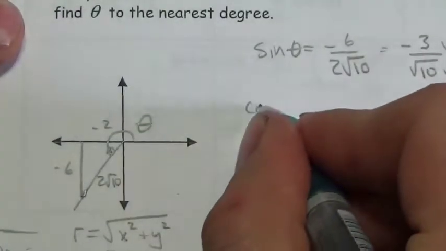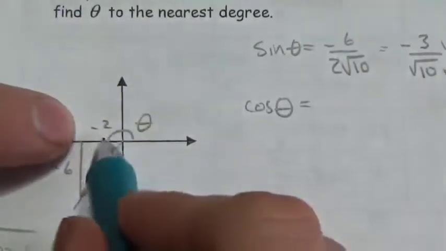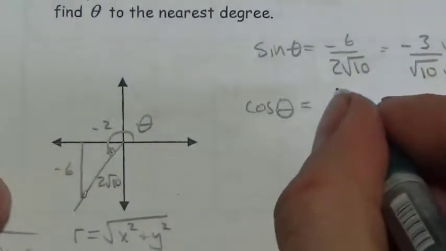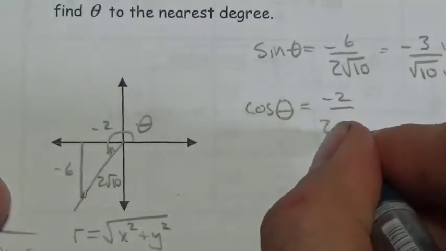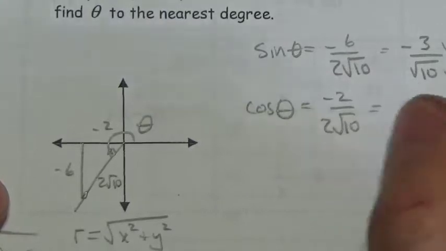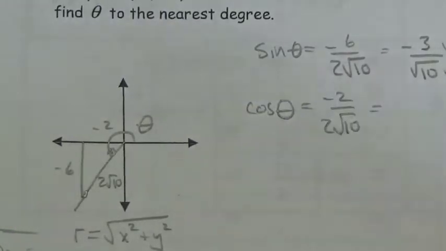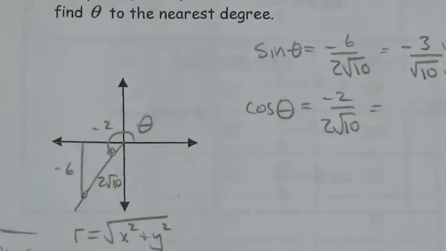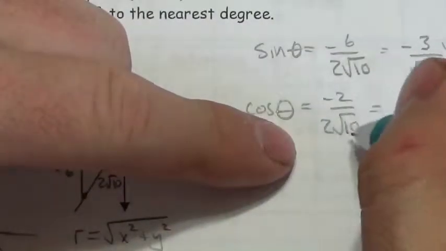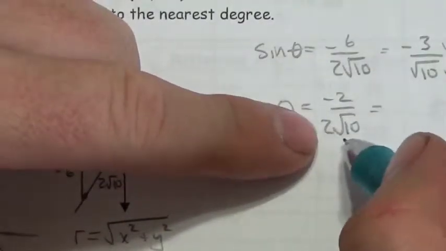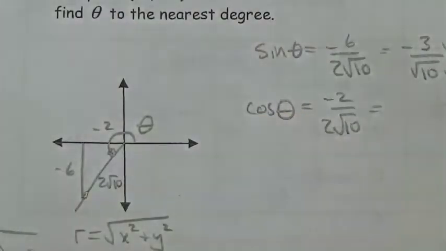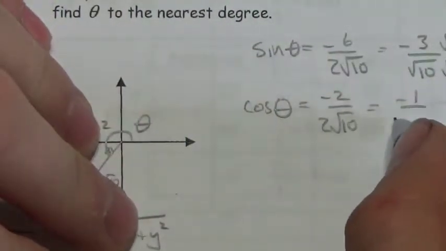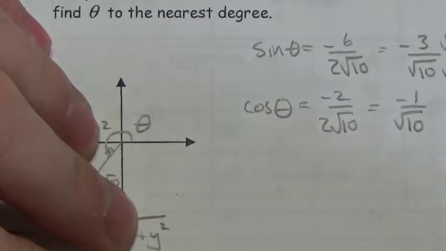Cosine is going to be the x-coordinate over the r, so -2 over 2 root 10. In this case, it's a little clearer. The 2's will cancel. That's quite nice. Now, they won't cancel with the 10. I know you might be tempted to think, well, there's a 2 that I can cancel with a 10 here, but that's not 10. Bear in mind, that's the square root of 10. That's a different number altogether. So you've got to leave that on its own.